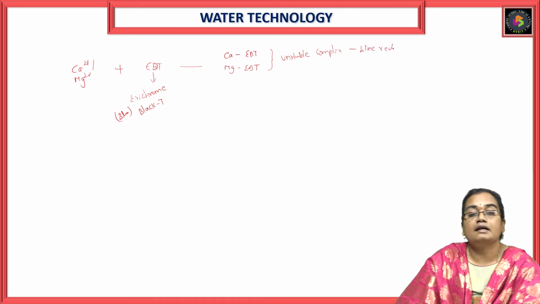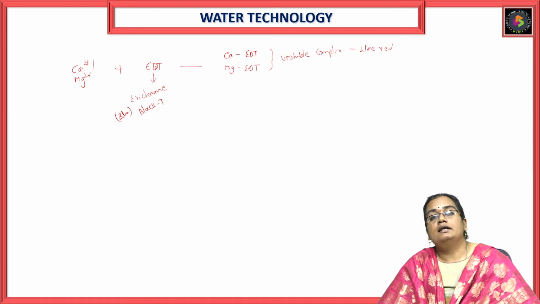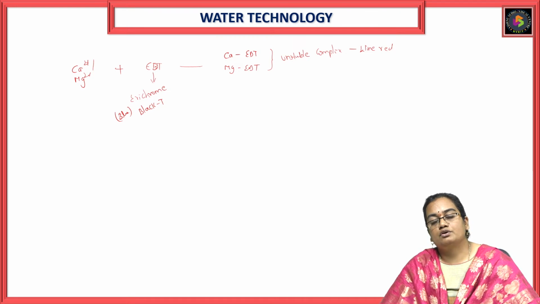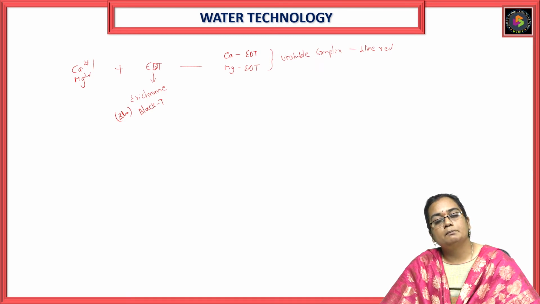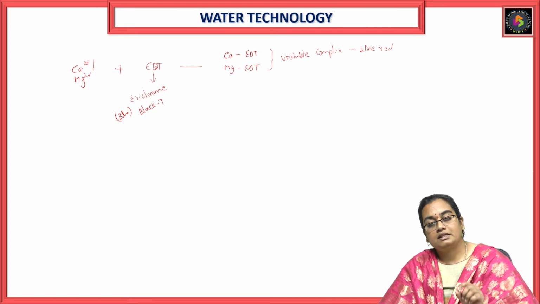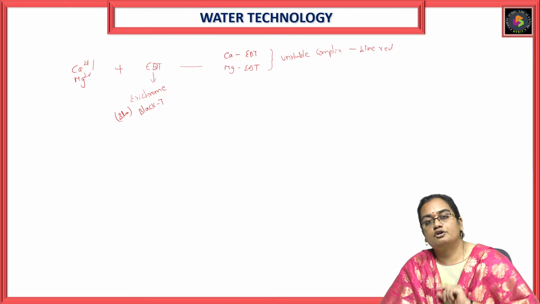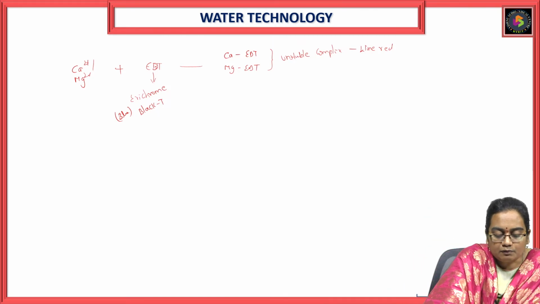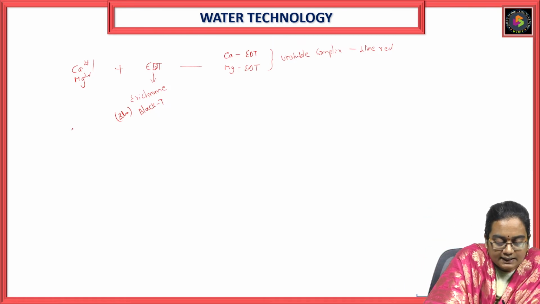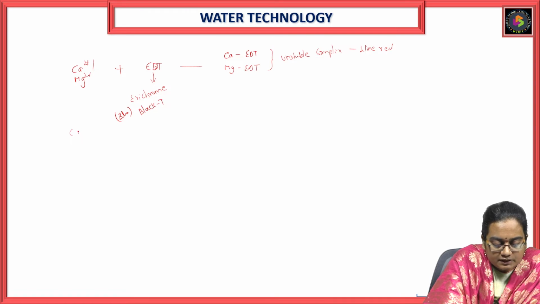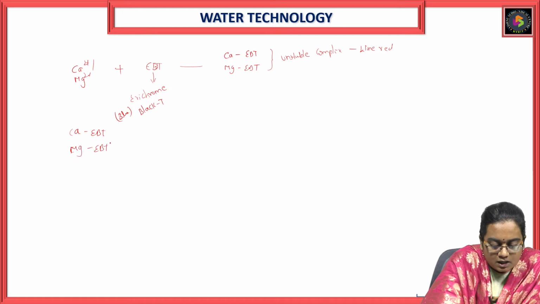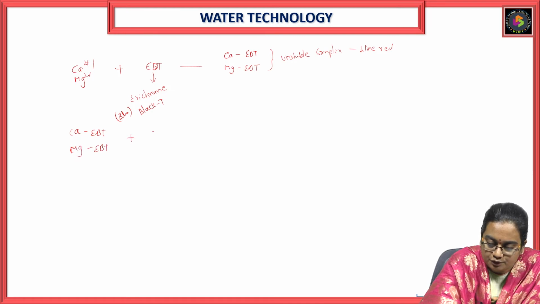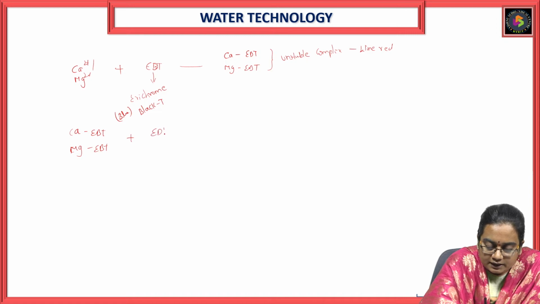So why the wine red color is happening means here the indicator is reacting with your calcium and magnesium ions and forming calcium EBT and magnesium EBT. Because of that unstable complex only, we are getting your wine red color. Later, what is happening here? This calcium EBT and magnesium EBT are reacting with your EDTA.